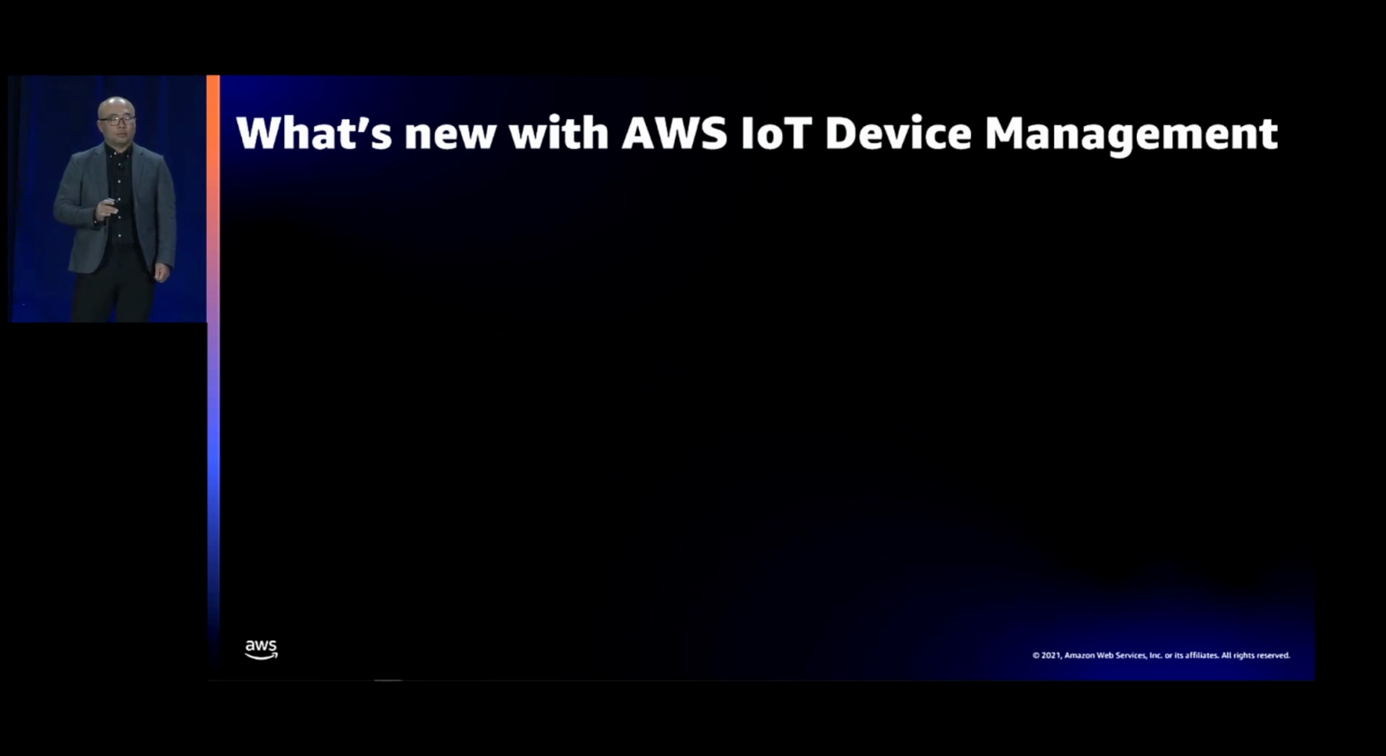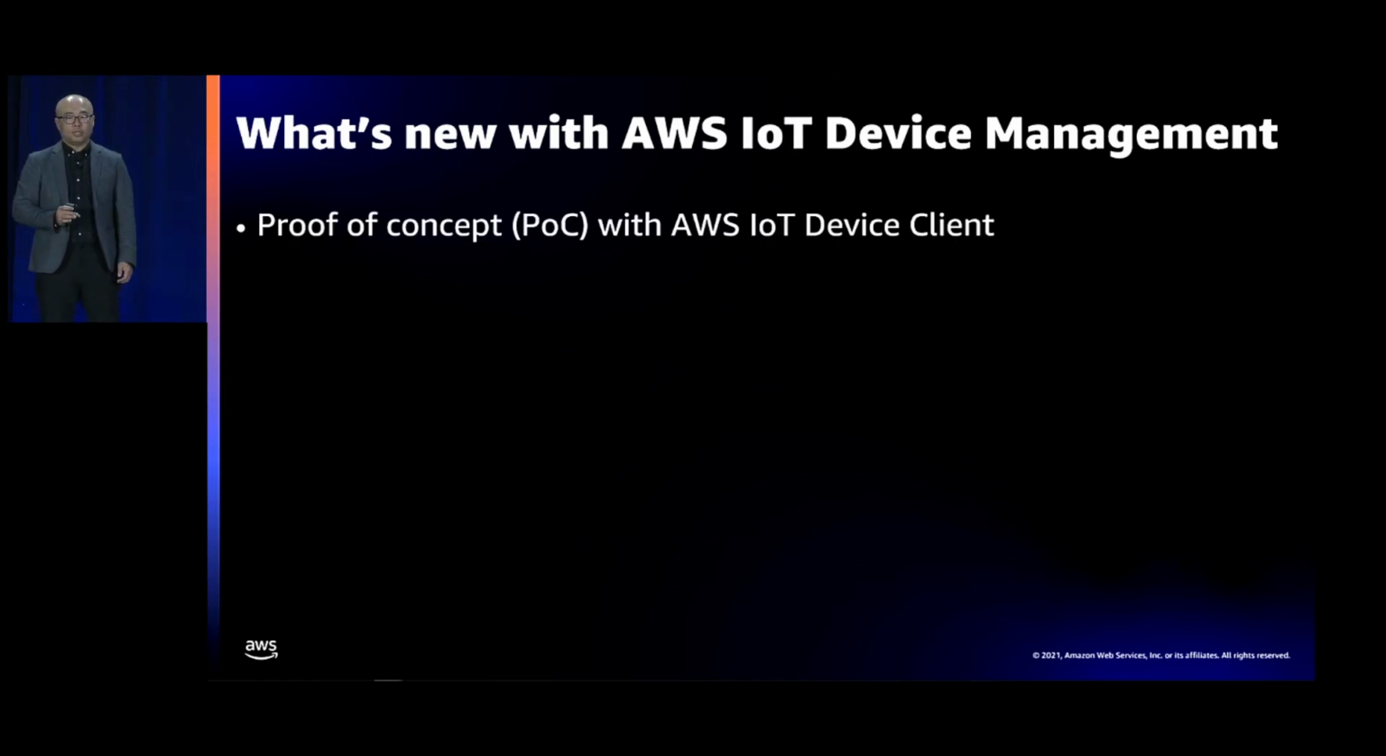So now let's talk about what's new with AWS IoT device management, other than what we just covered today. There are three key new features. The first one is proof of concept with the AWS IoT device client. You can now build an IoT proof of concept that previously took weeks or even months, but now it can be done in just a couple of hours.